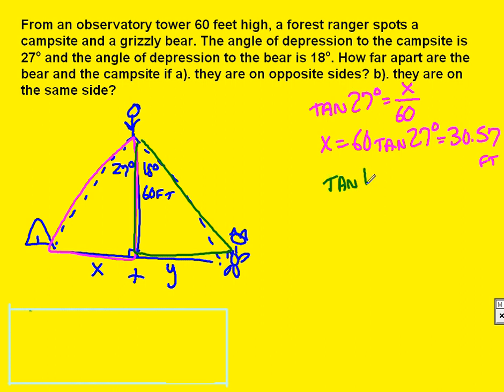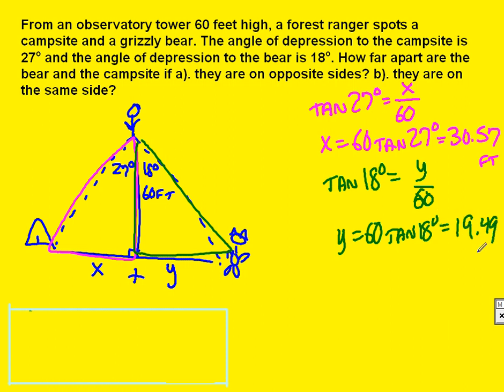Now I have this other triangle, which I'll mark here in green, and it's the same setup, except now I have an 18-degree angle, and this is going to help me find y over 60. So that means y will equal 60 times tangent of 18 degrees, which, when I plug that into my calculator, gives an answer of about 19.49 feet, depending on where you round.